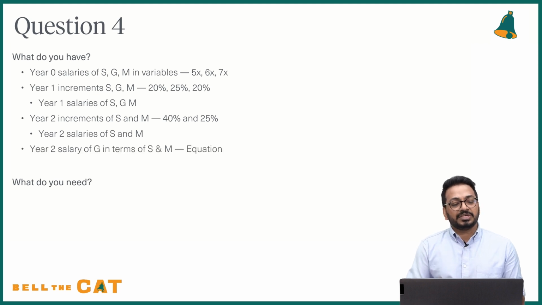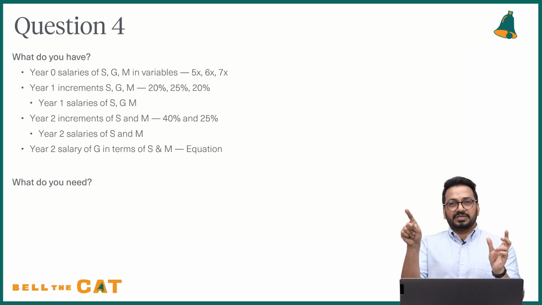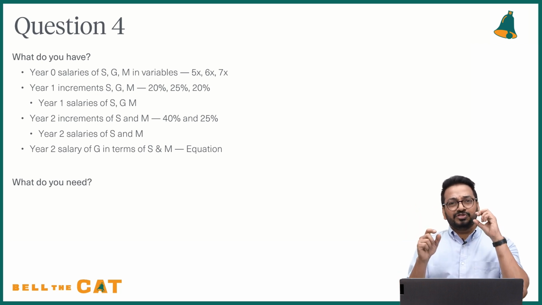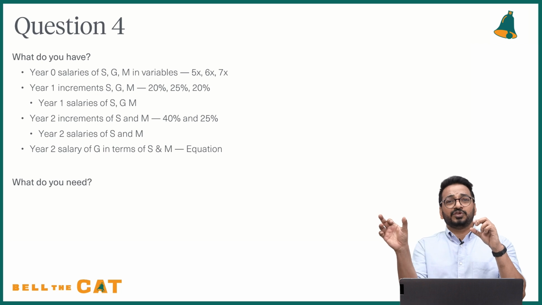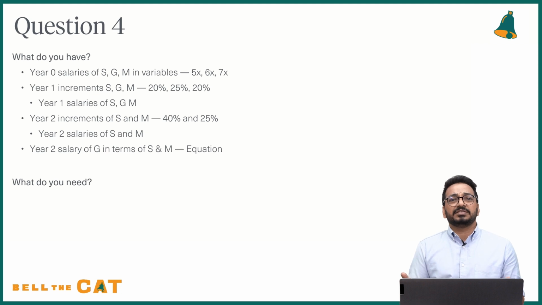Third thing you know is year 2 salary of G in terms of S and M, because it's an equation. You have year 2 salaries of S and M in terms of x. You know G is equal to the average of all 3. So G is equal to S salary plus G plus M salary divided by 3. That means you can easily calculate G's salary also in terms of x. You know 2 people's salary and the third person's salary is given in terms of them, so you can calculate that also, right?